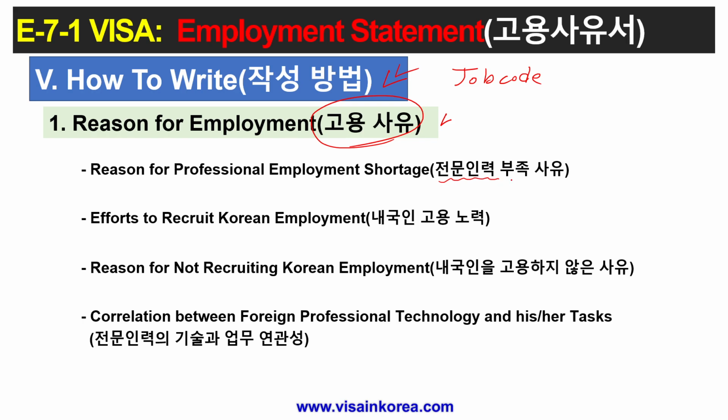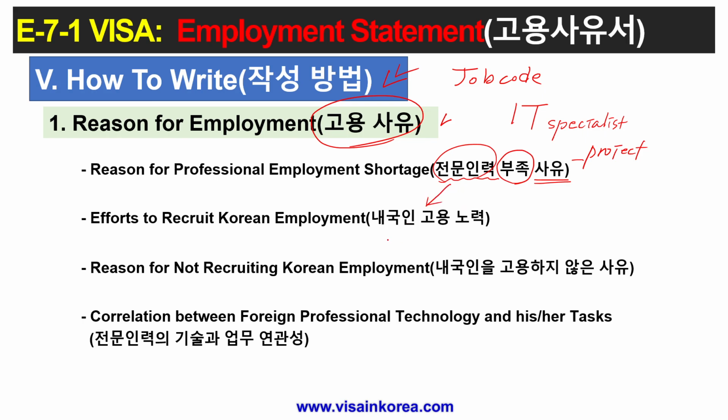우선 왜 이제 회사에 전문 인력이 부족한지를 작성을 해야 됩니다. 자, 예를 들면 우리가 IT 엔지니어를 고용을 할 예정인데 왜 IT 인력이 부족한지. 근데 부족한 이유는 많겠죠. 부족한 이유는 우리가 굉장히 어떤 프로젝트를 진행하는데 굉장히 프로페셔널한 IT 스페셜리스트가 필요하다. 이런 식으로 두면 되겠죠.